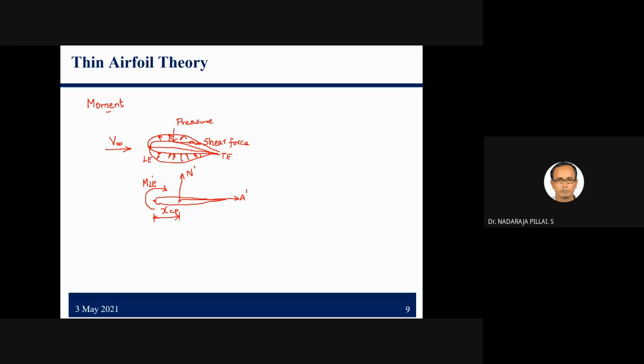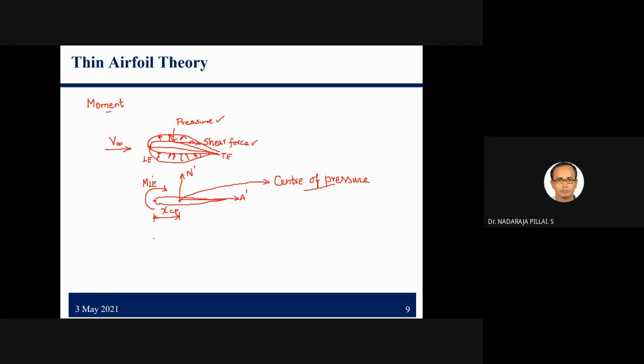I say this center of pressure is the point at which the resultant of the distributed load effectively acts on the body. So how are the forces produced? Because of the shear force and the pressure force. The resultant of the pressure force and shear force acts at a particular point. That point is called the center of pressure.